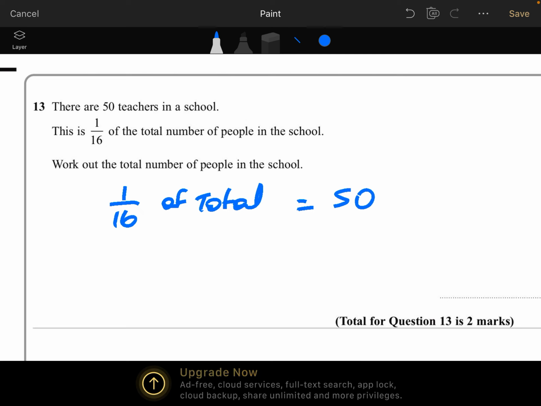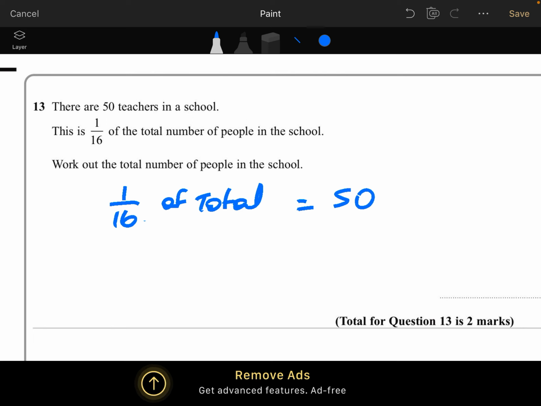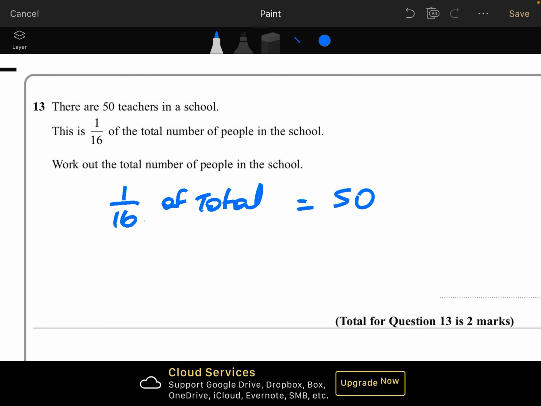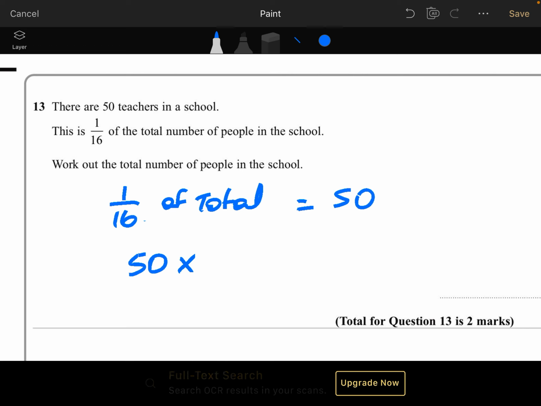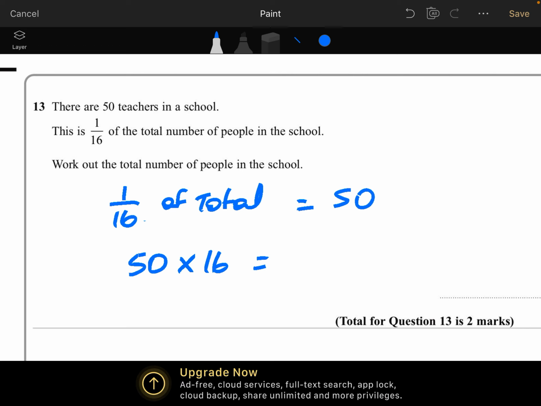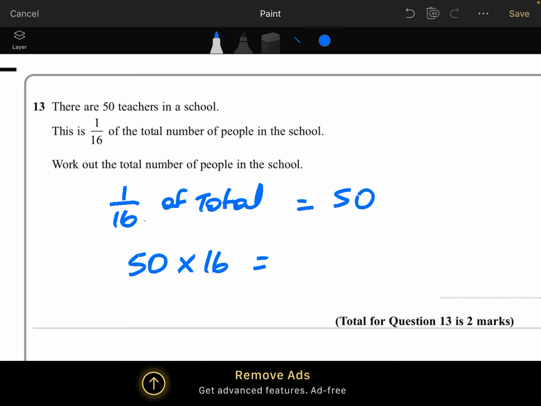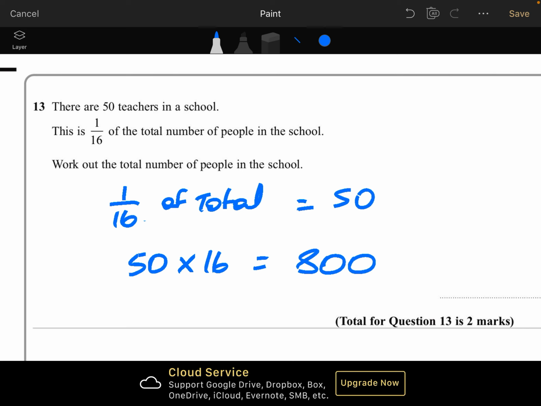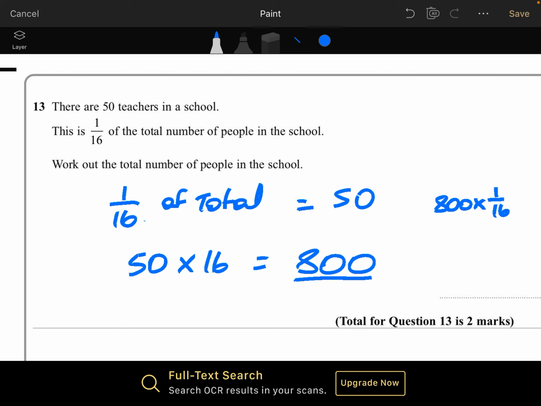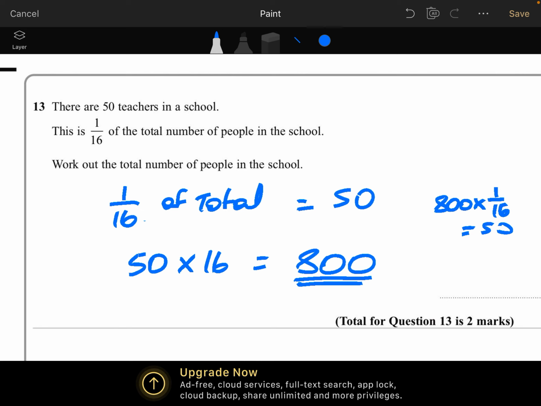So I'm going to take that 16 that I've divided the total by. 1/16 is the same as dividing by 16. And to work out the total number of people, I'm going to multiply the 50 by the 16. And in my calculator, 50 times by 16 equals 800 people in total. Okay, you could check that and then put in your calculator 800 times by 1/16, because your calculator will do that, and you will get 50 out as a check, but the answer is 800.